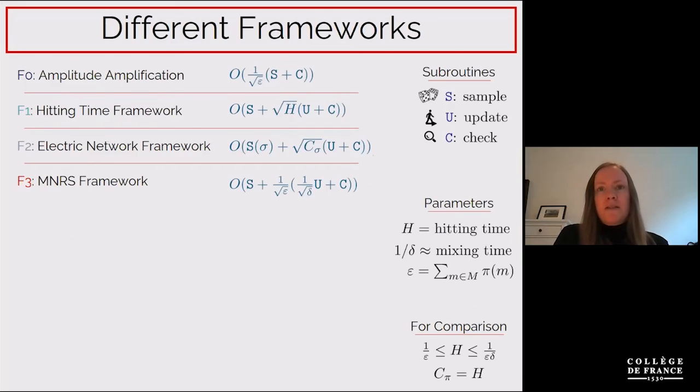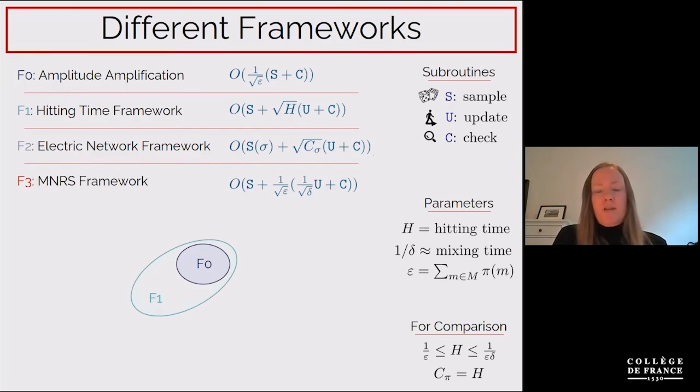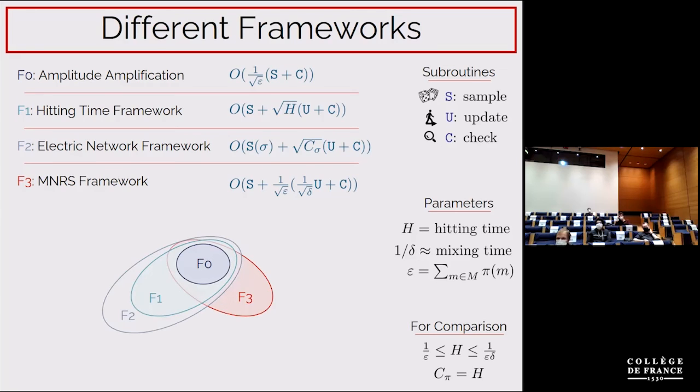Okay, so far we've seen several different frameworks. First, we saw amplitude amplification, also called quantum search. And then our first quantum walk framework, the hitting time framework, which was a generalization of amplitude amplification. And then if we allow the algorithm to start in any distribution, we get an even more general framework, the electric network framework. And then the last framework we saw, the MNRS framework, is incomparable to the hitting time and electric network framework.